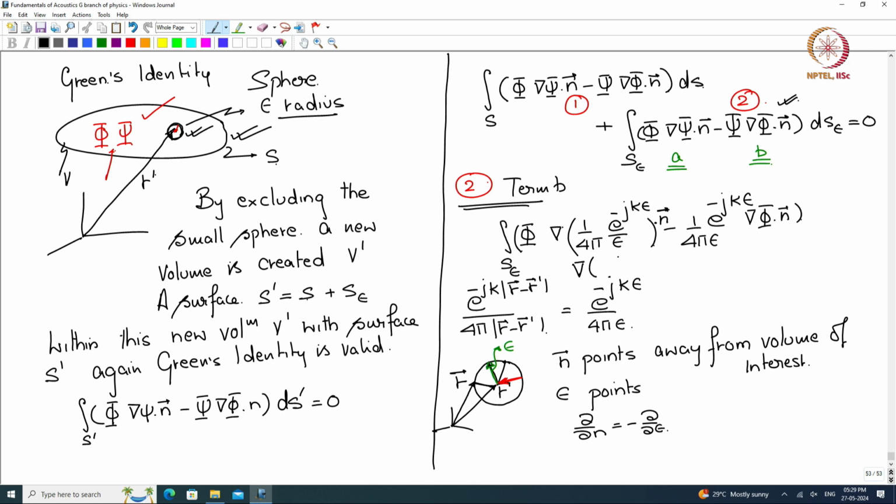Now we have the gradient of this Green function expression dotted with n, so it is a directional derivative. It is actually del by del n of this entity, e to the power of minus j k epsilon by 4 pi epsilon, but now del n is minus del epsilon. So this becomes minus del by del epsilon of this term. So let us see ds epsilon.